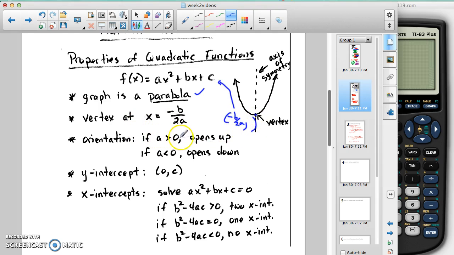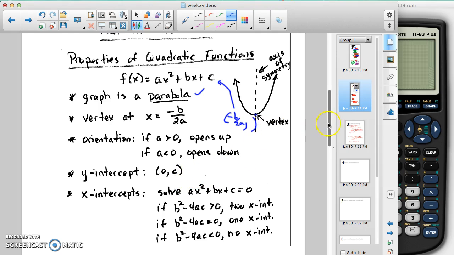If a is greater than 0, that means it's positive, it goes up like this. If it's negative in front of the x squared, then it goes down. Okay, the intercept is always c, so the value of c right here is going to tell you the y-intercept.